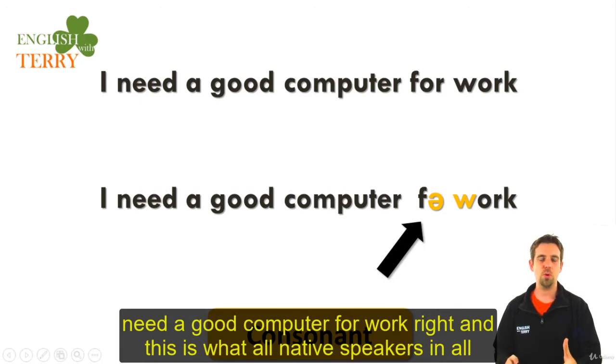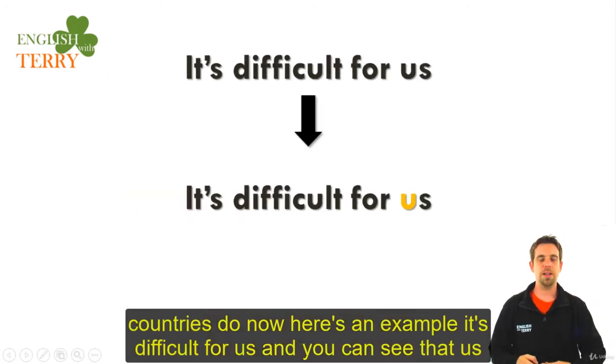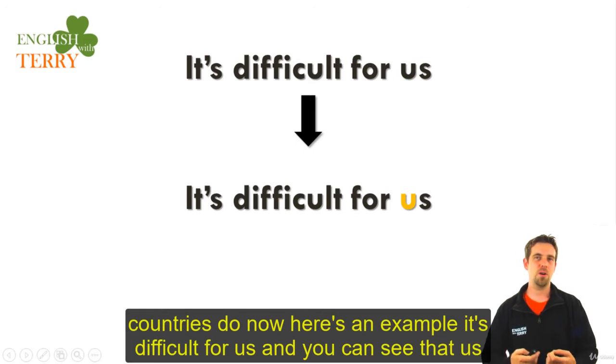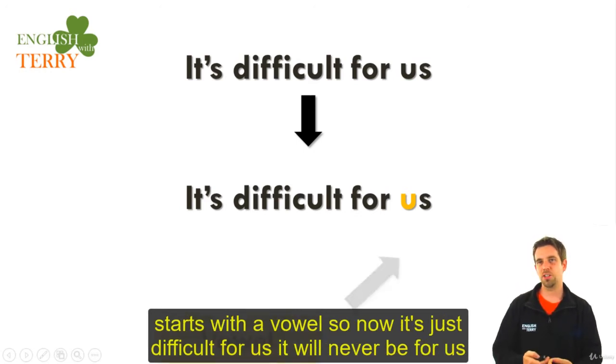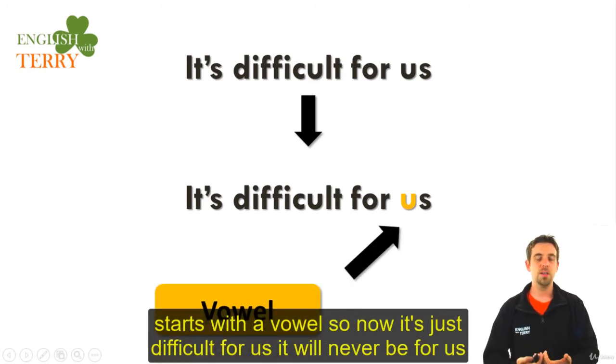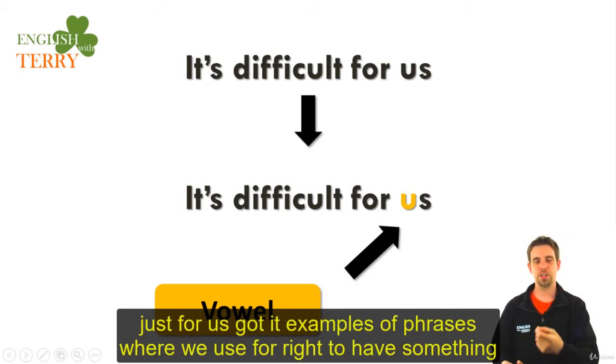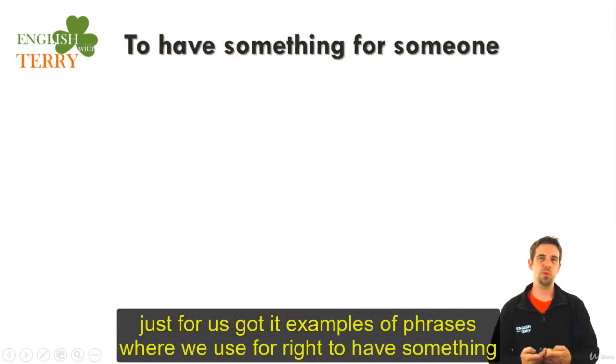And this is what all native speakers in all countries do. Now, here's an example. It's difficult for us. You can see that "us" starts with a vowel. So now it's just "for us". It will never be "fa us", just "for us". Got it?